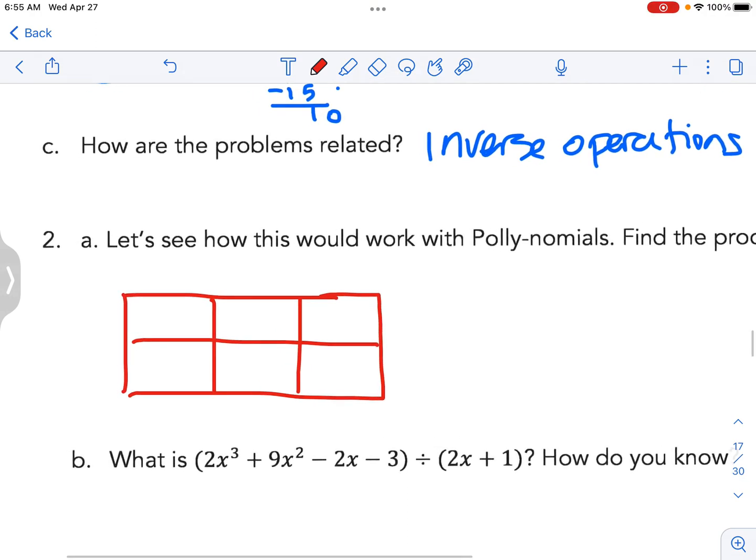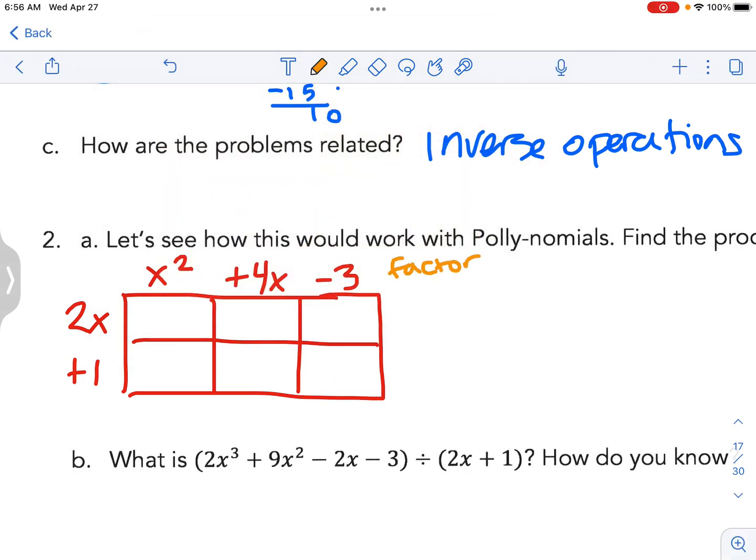So we have 2x plus 1 as one factor, and x squared plus 4x minus 3 as another factor. All right, so these are the factors, and we're going to multiply those together. Okay, so in other words, everything in this box here is a product, part of the product. So 2x times x squared is 2x cubed.